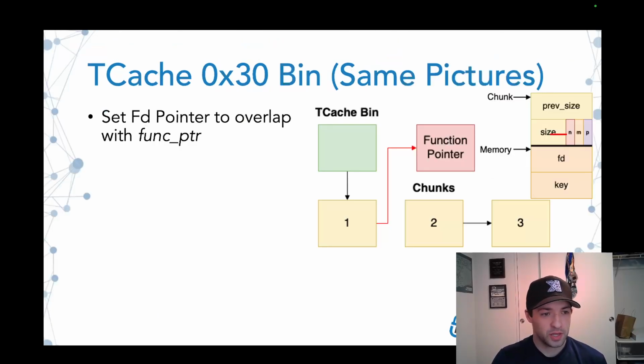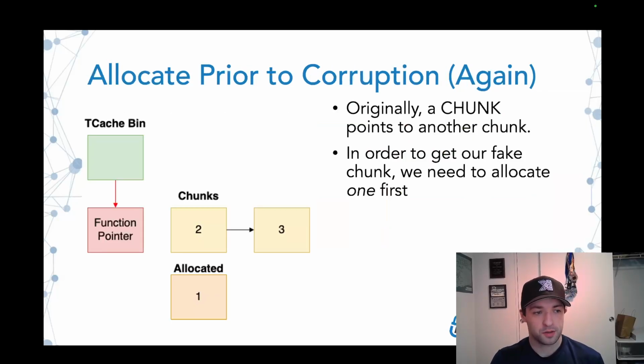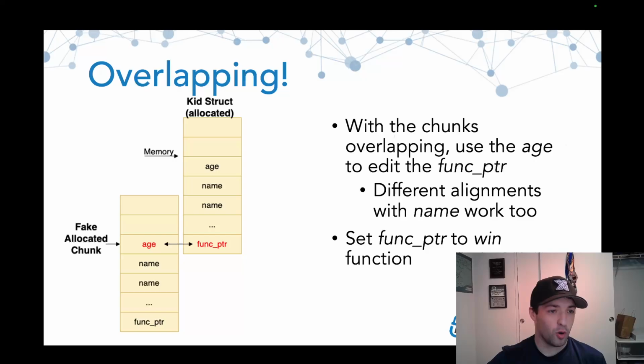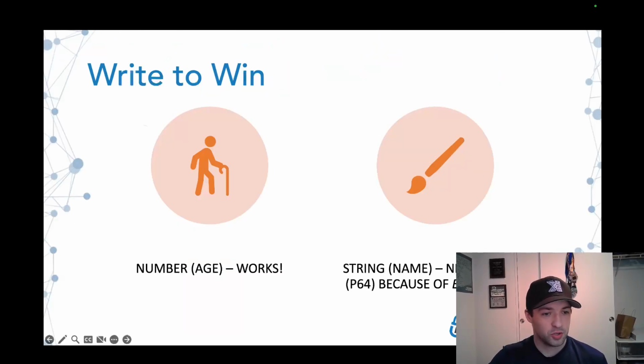So now we have chunk 1 pointing to a function pointer. We allocate once, we allocate again, and now we're over the top of the function pointer with our kid. Finally, we just call print with the age value that we specified, and the age value should be the pointer to the win function, and we pop a shell. So this overlapping nature causes this really bad issue. You can do this with both the age and the name, but it's easier to do with the age because you don't need to pack stuff.